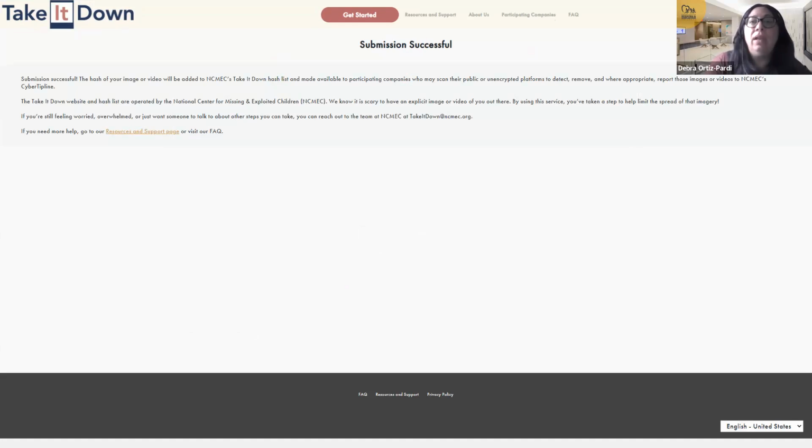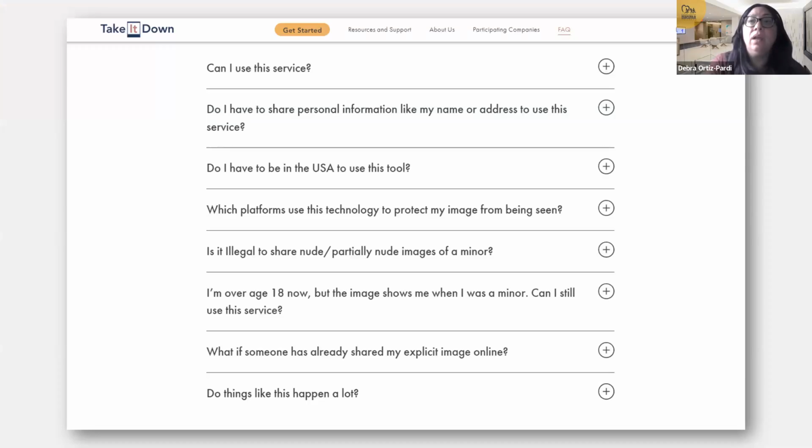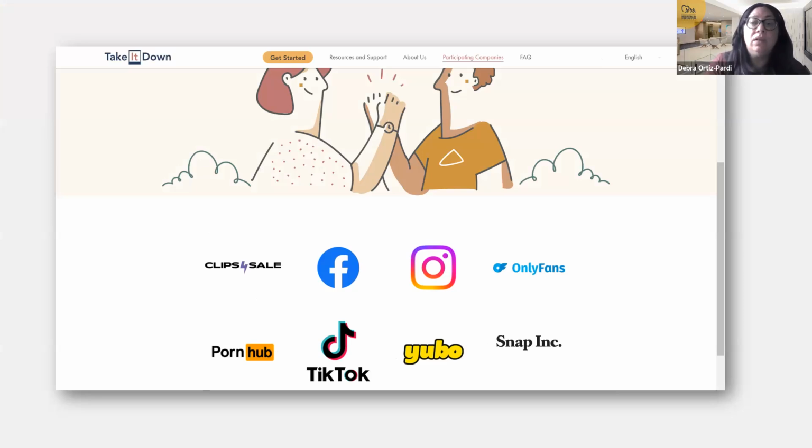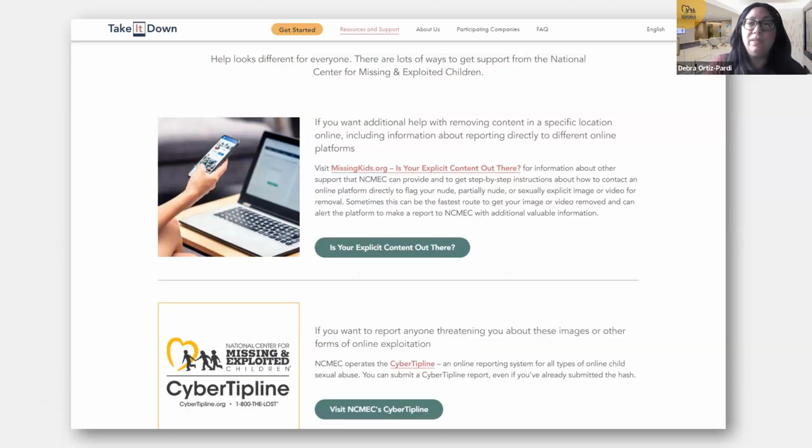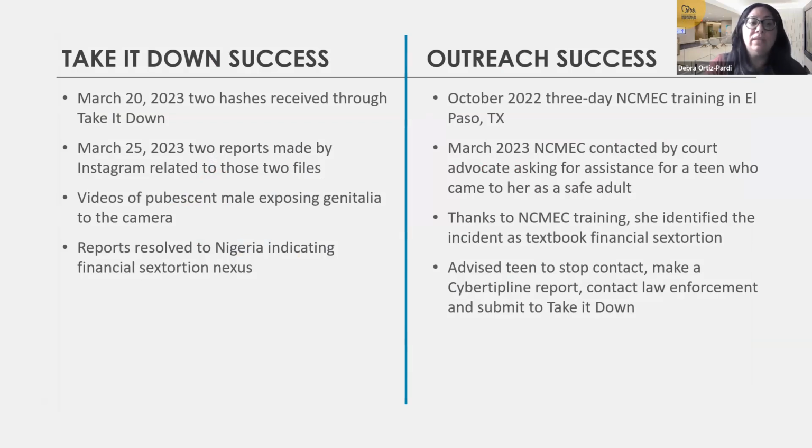And along the way, they're going to be pointed to additional resources like the Cybertipline and Is Your Explicit Content Out There. There's lots of great facts and frequently asked questions on the website. I encourage you to check it out. And these are some of the partners that are partnering up with us to help flag these images for removal. We're constantly adding more partnerships there, and you can keep up to date on who's partnering with us on the website as well.